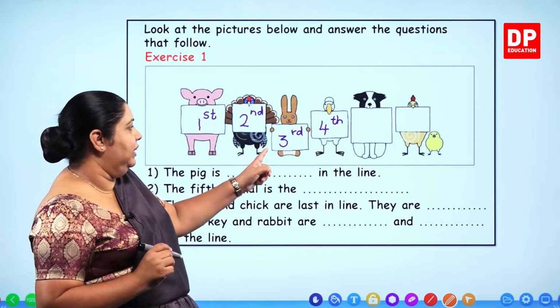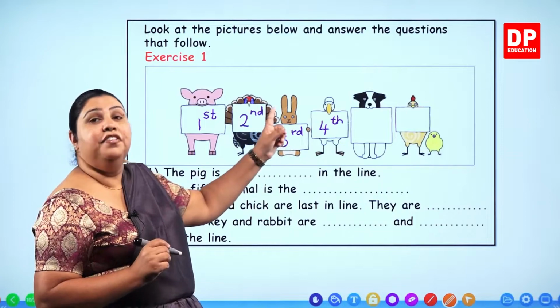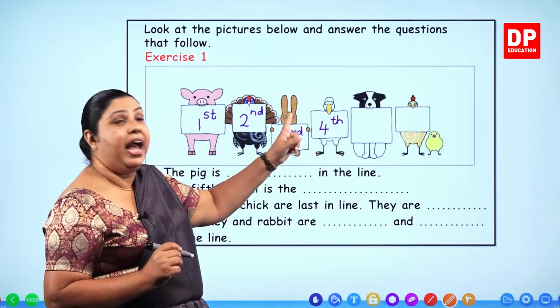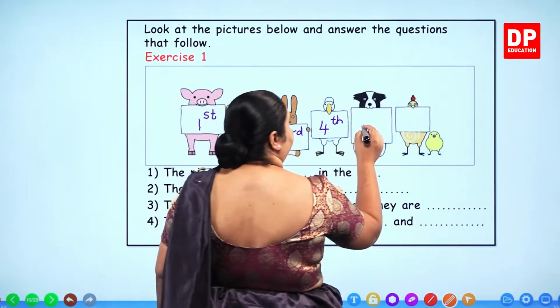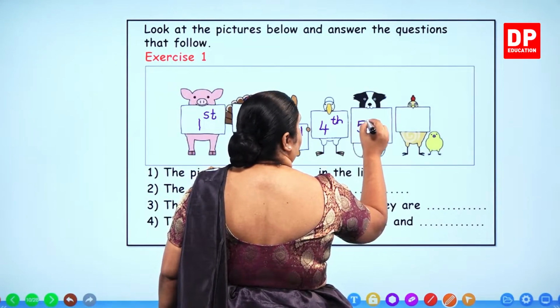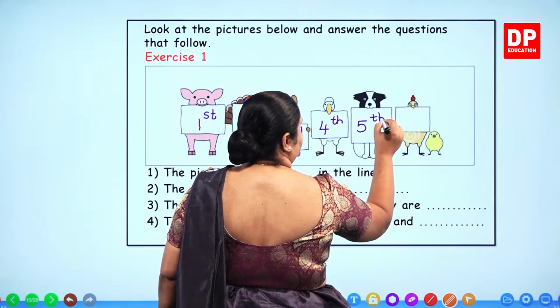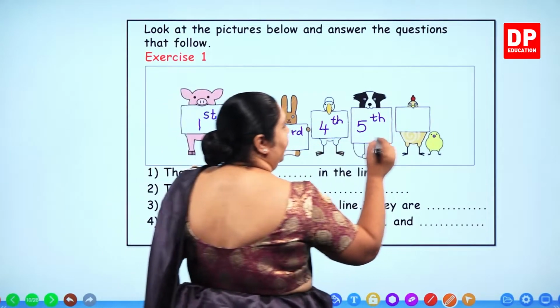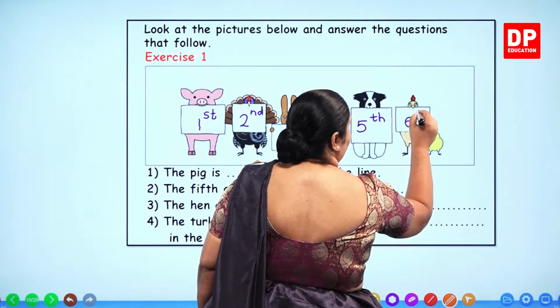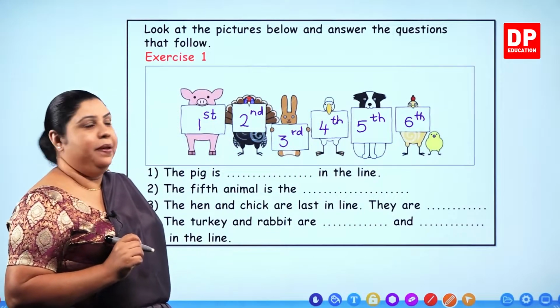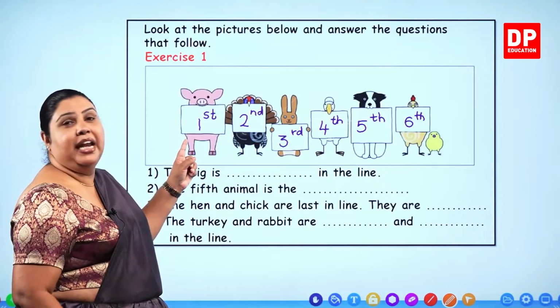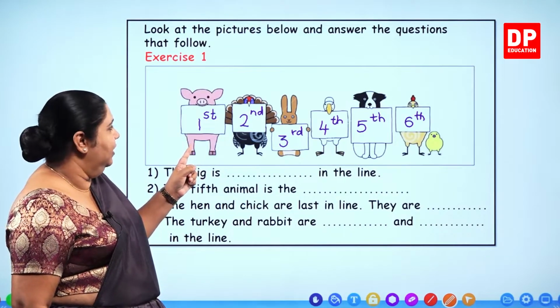Third, we write number 3 and RD. Fourth, we write number 4 and TH. Fourth, we heard the th sound at the end. Fifth, number 5, T and H. Fifth. Then the next one, sixth, 6 T and H. Right? Now, the first animal is the pig.